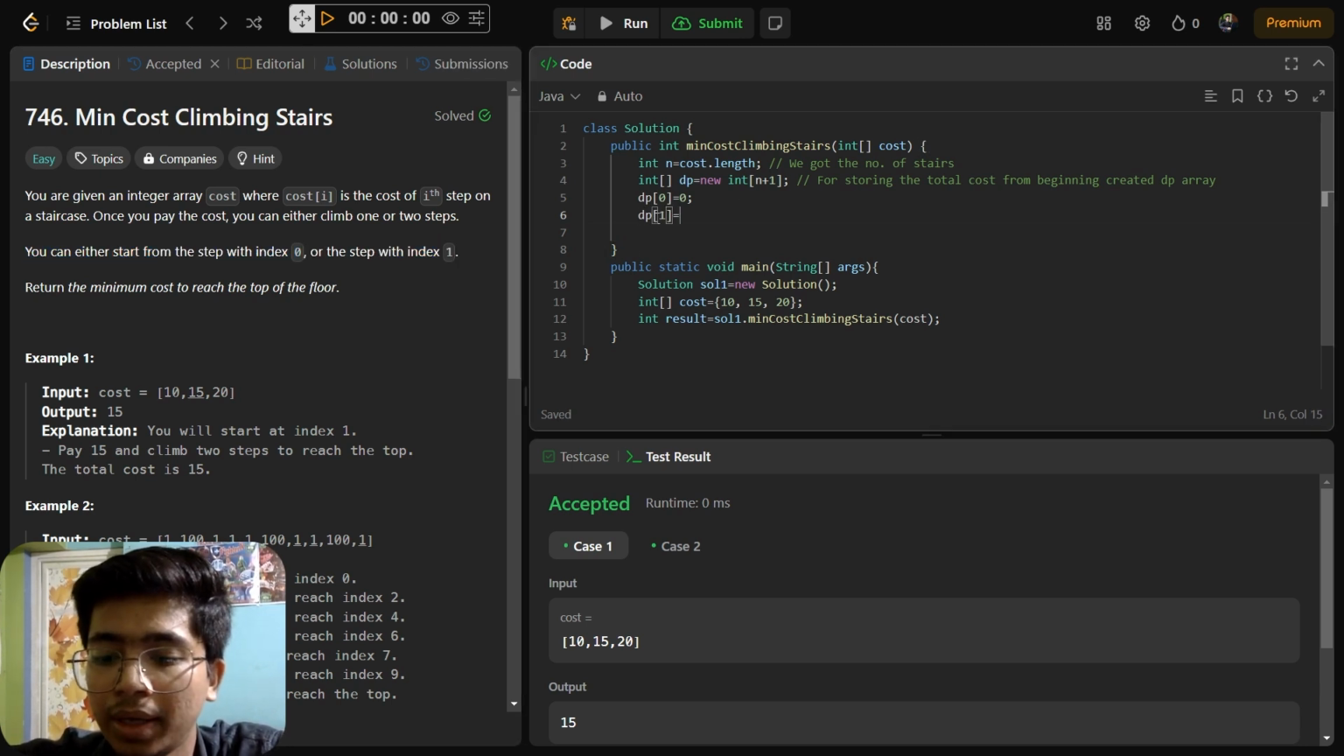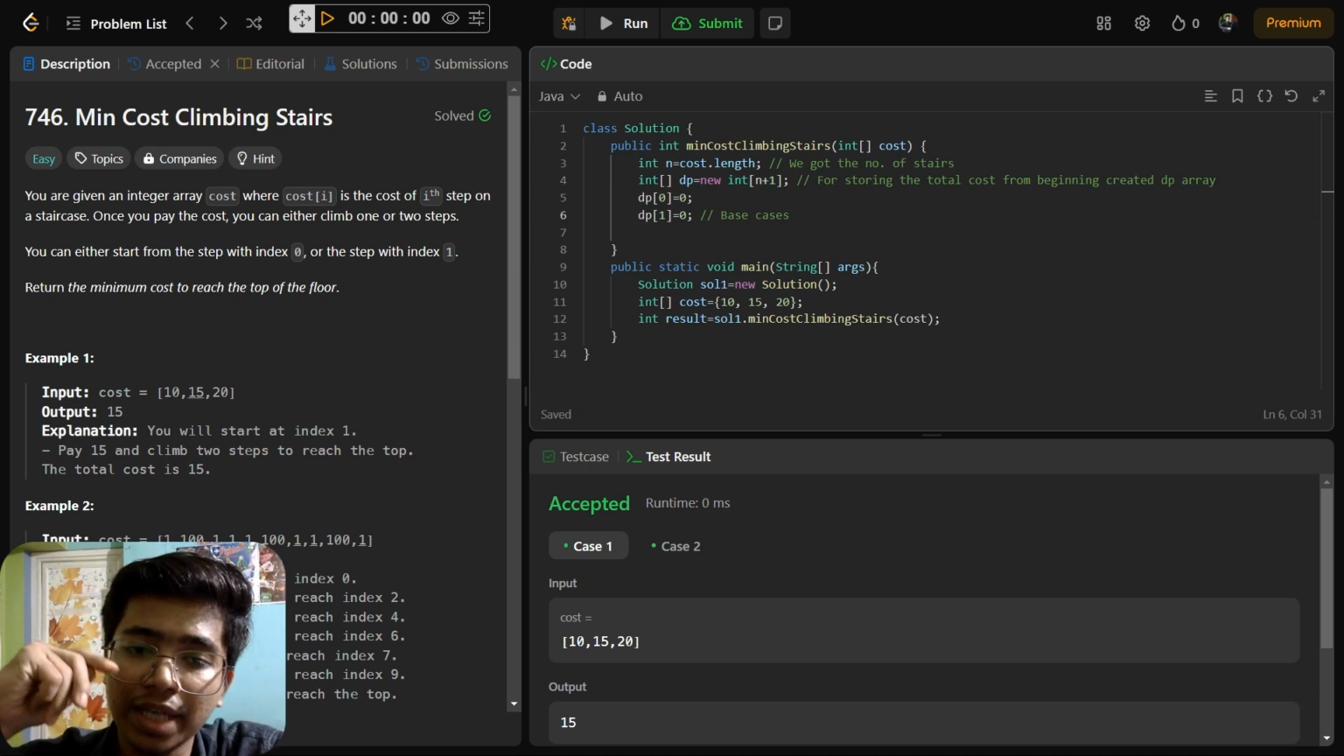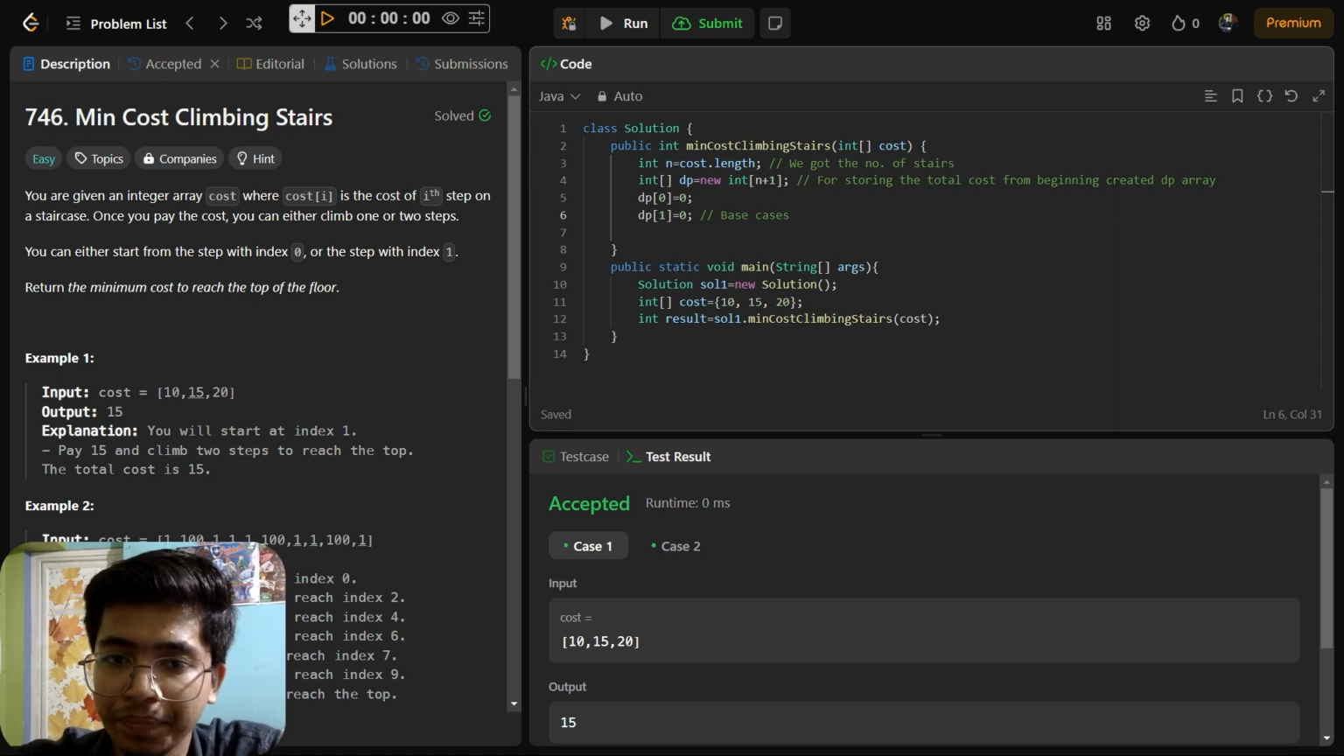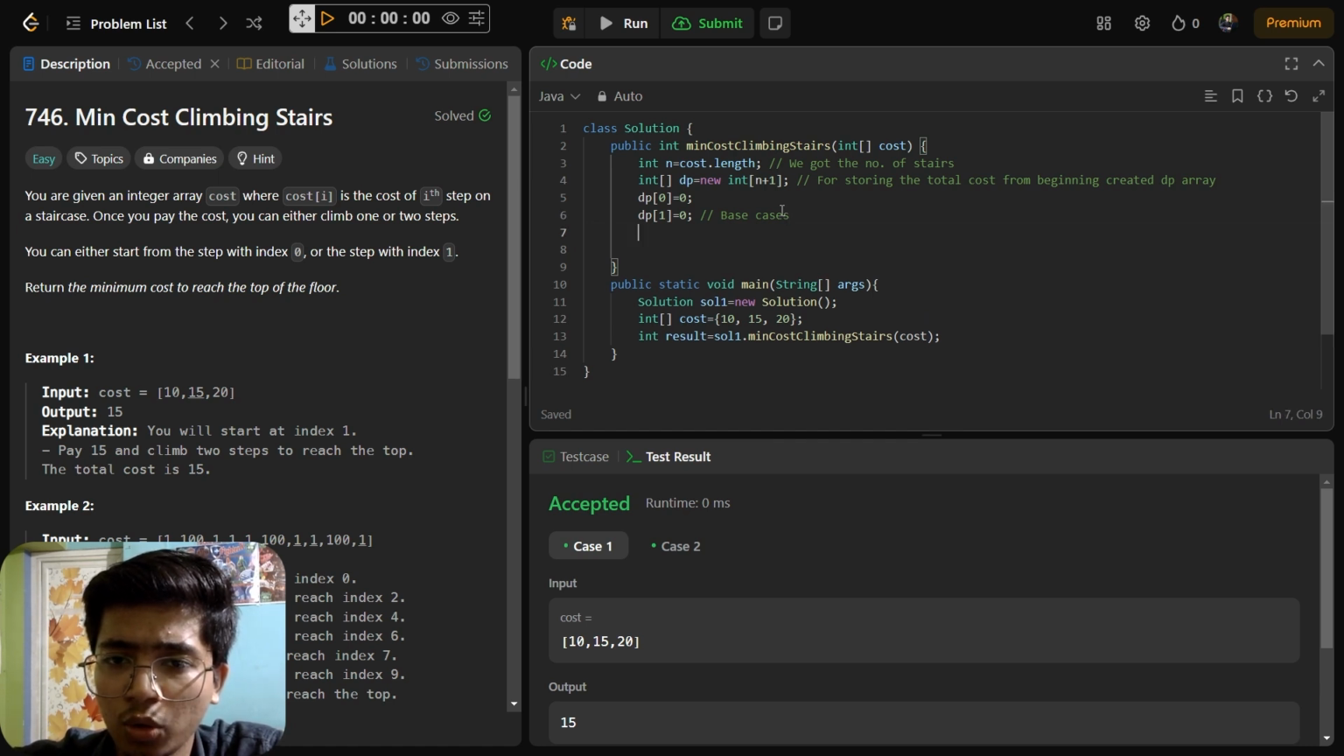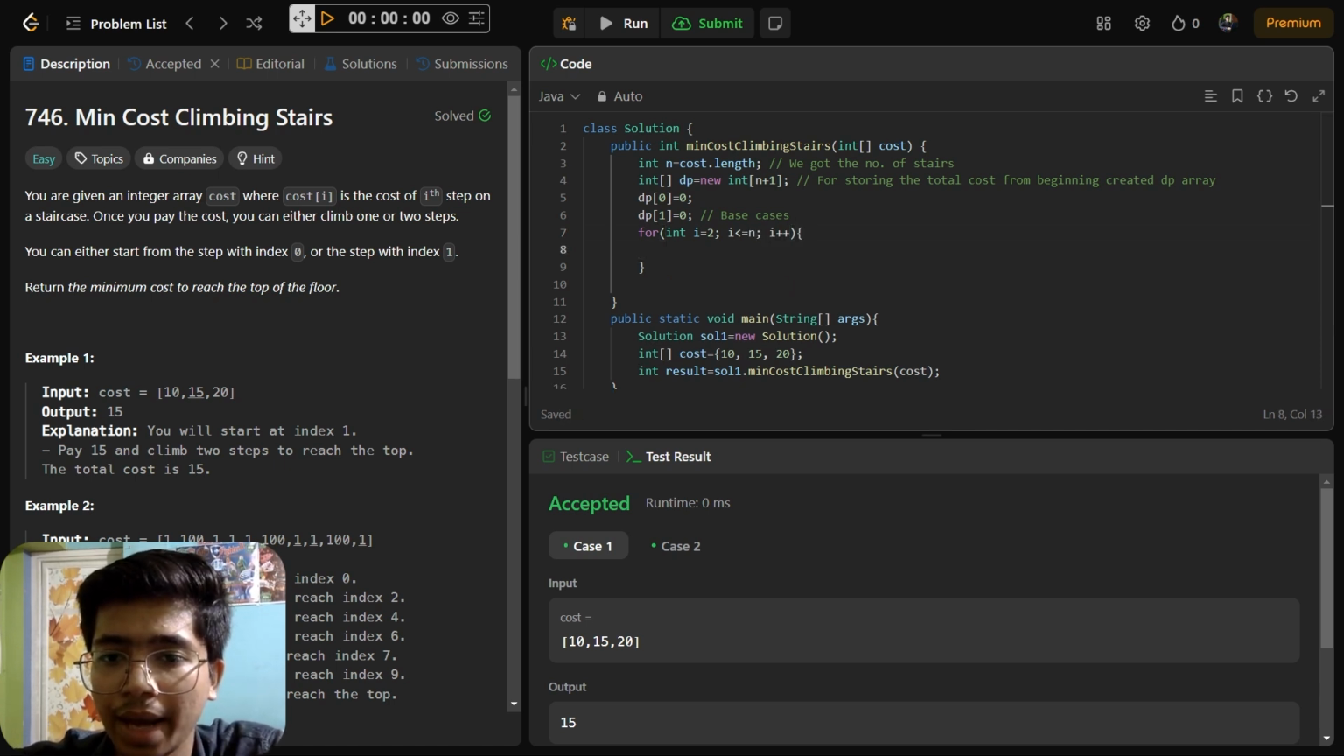So dp of 1 equals 0, and these two are the base cases, because from here we start composing the program, and in any type of optimization situation where we can apply dynamic programming, we get that base case. Now we'll be starting from the next index. For integer i equals 2, i less than or equal to n, i plus plus. So we are starting, and it will run up to the entire length, the number of all the stairs.